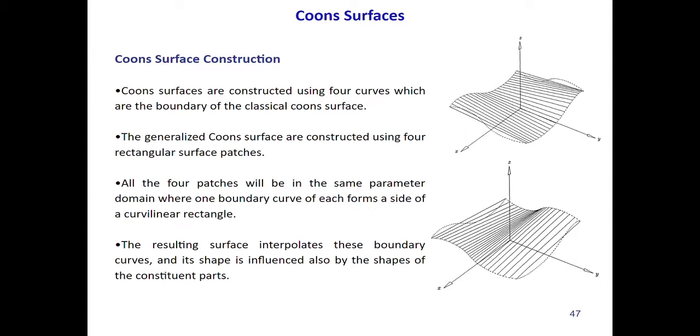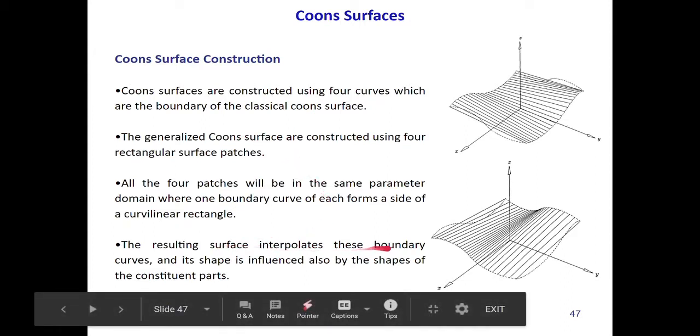Now, there is one condition which needs to be fulfilled by these curves, which is that all the curves will be in the same parameter domain, where one boundary curve of each forms a side of a curvy linear rectangle. Now, the resulting surface interpolates the boundary curves, and its shape is also influenced by the shapes of the constraint parts. So, what do we mean by this?